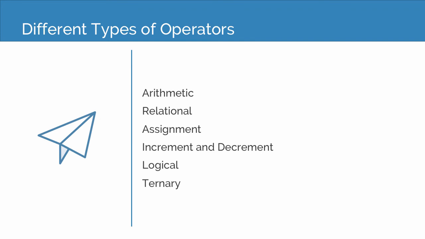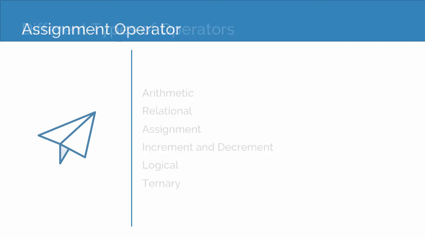Well, now it is time to check out the assignment operators in Java. The very basic assignment operator is the equal to itself. So till now we were using the equal to sign everywhere. That equal to sign is actually the assignment operator.